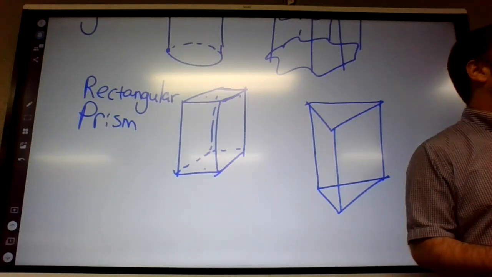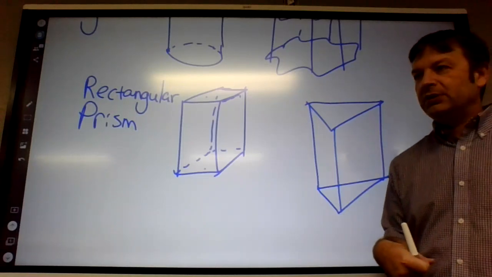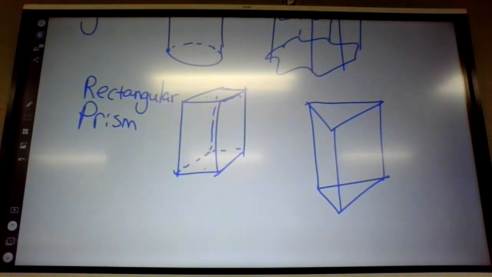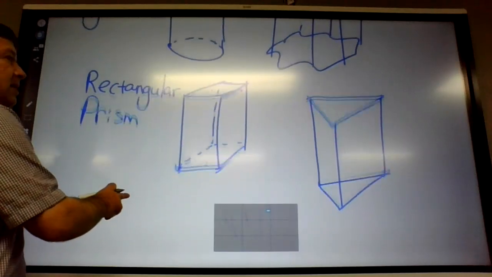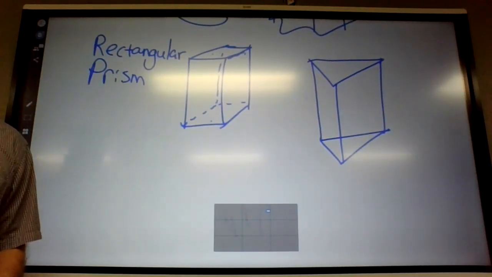Are there any prisms in the room? Not really. Any box shape, like my desk, is kind of a rectangular prism, but triangular prism, all those. All right.